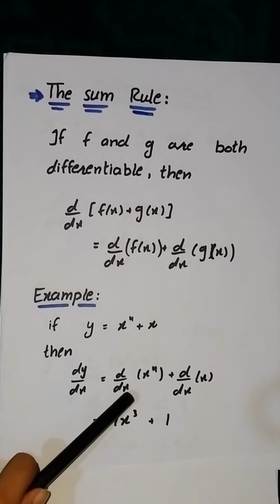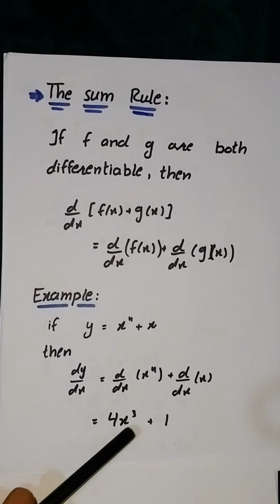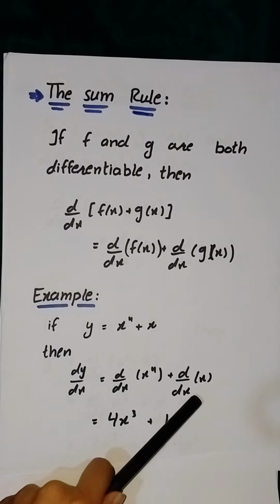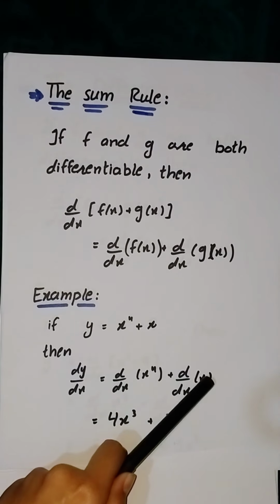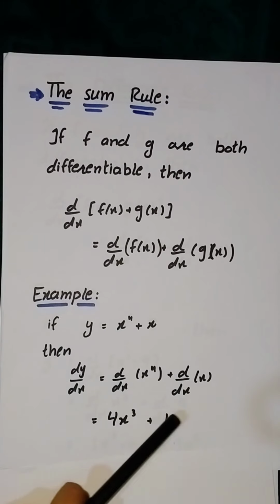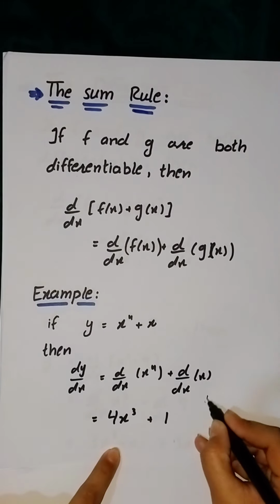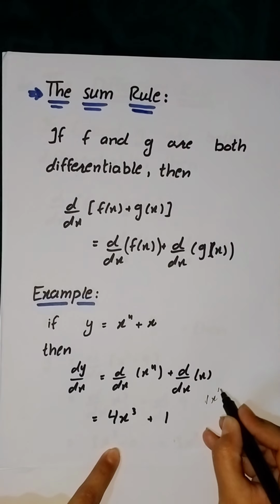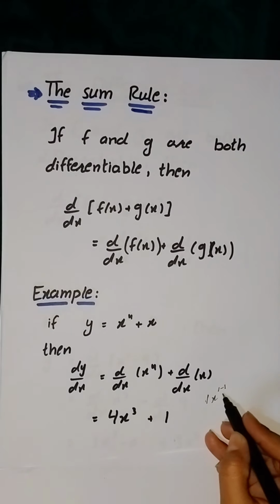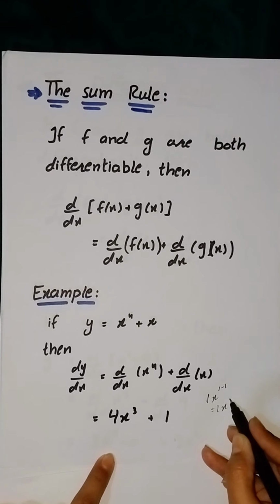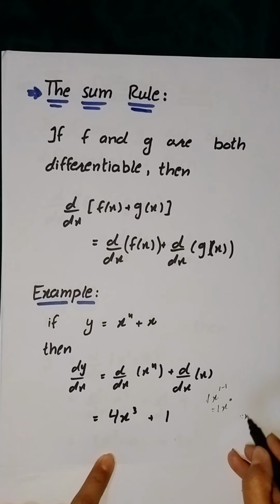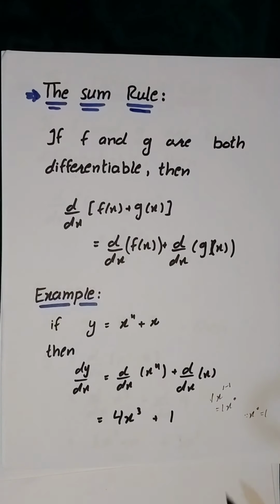So the derivative of x raised to power 4 is 4x cube and the derivative of x is equals to 1. Here the power of this function is equals to 1. So we will multiply 1 with this x, like 1x raised to power 1 minus 1. The power is 1. So we will subtract 1 from this. So it will become 1x raised to power 0 and something raised to power 0 is equals to 1. So the derivative of x is equals to 1.